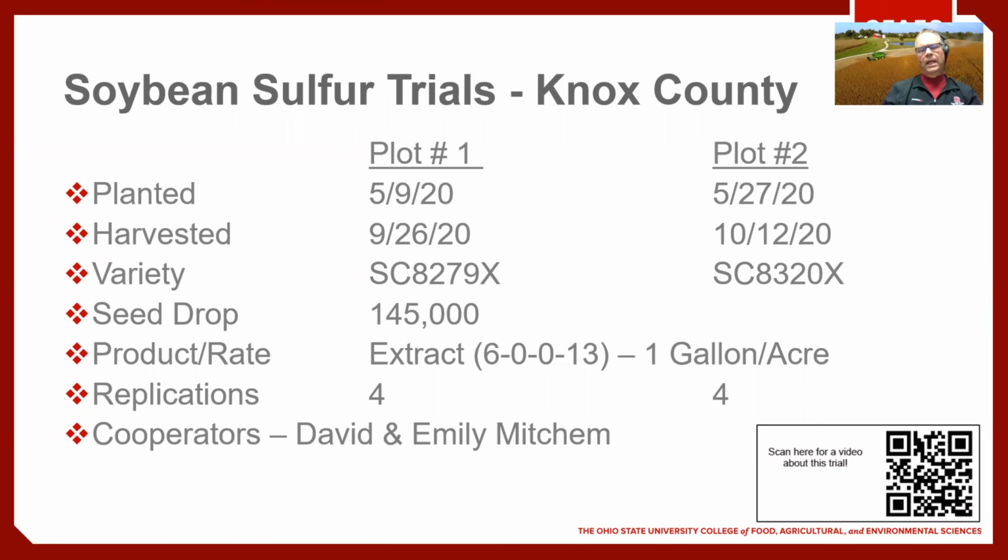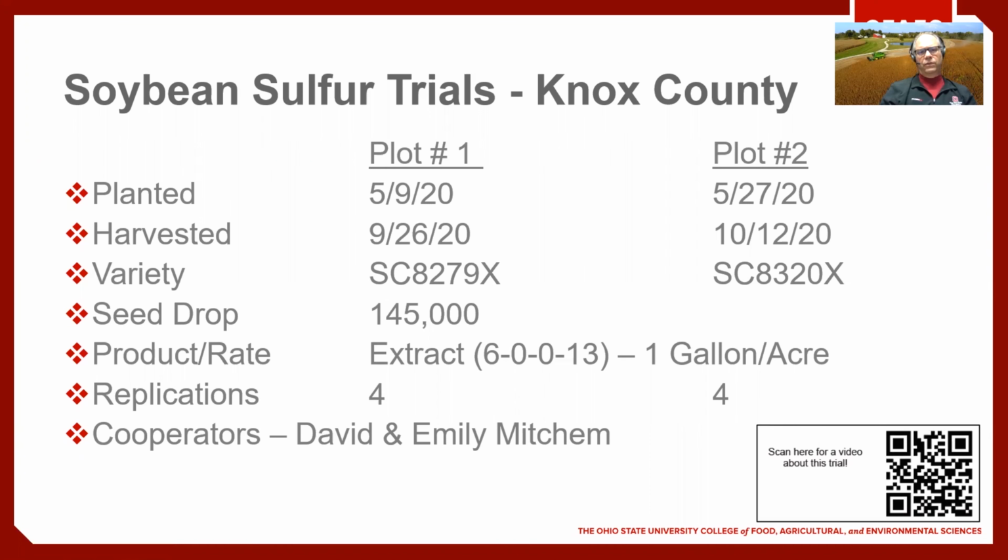Okay, our plot this year, we had 2 plots out where we were looking at sulfur. The first plot here was planted on May 9th, harvested on September 26th. We had a seed consultants variety that we planted at about 145,000 in our initial seed drop. The second plot went in a couple of weeks later. We had a little bit of rainfall in there that slowed us down just a little bit. It was harvested in the middle of October. And again, a seed consultants variety in that plot as well, dropped at 145,000.